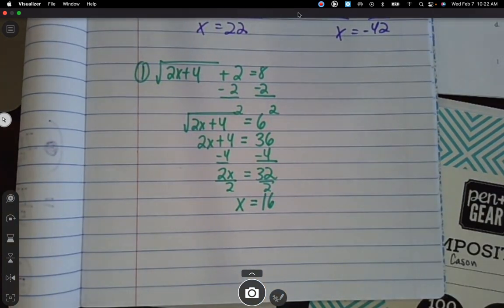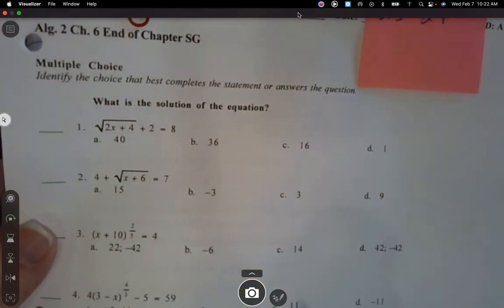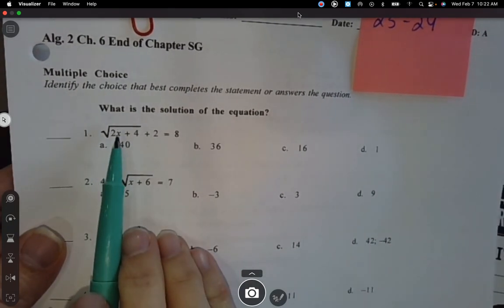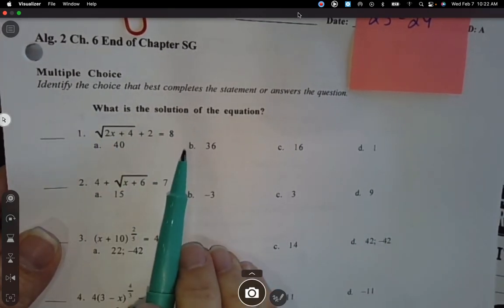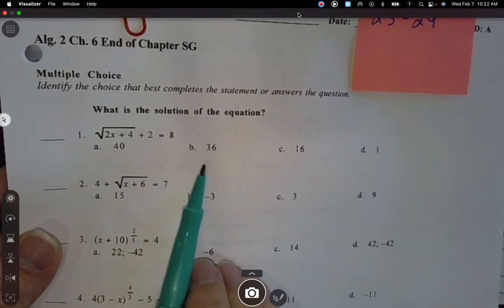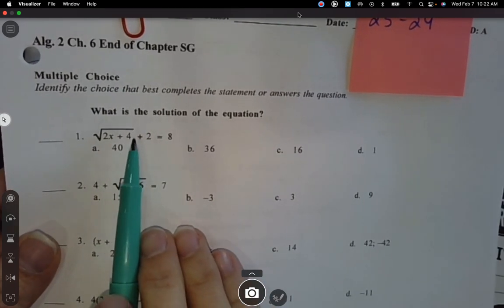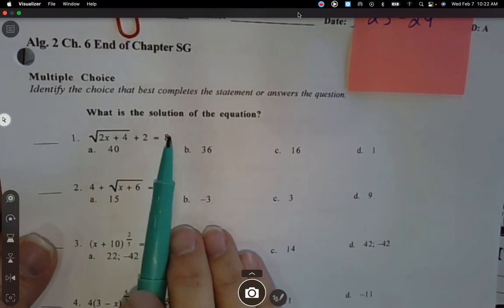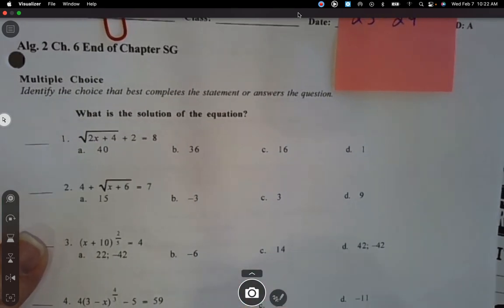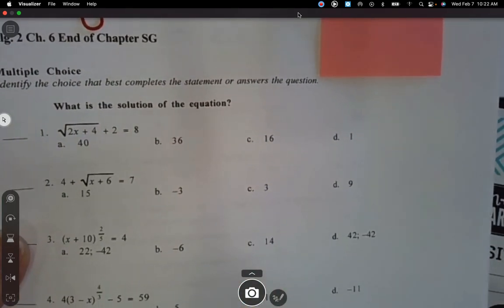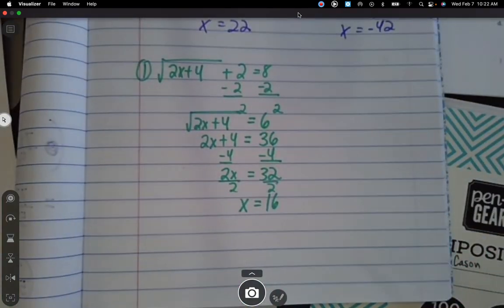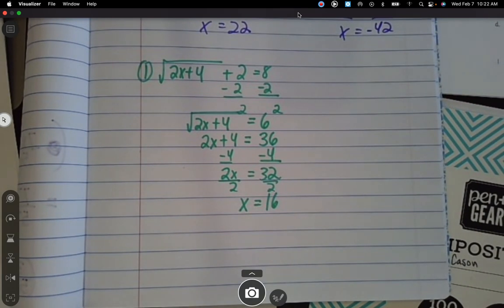The other thing you can do is plug and play. If you want to plug in 40 and see if you get the answer 8. Plug in 36. 2 times 36 plus 4, square root it, plus 2. Does it equal 8? No. Then go to 16. You can plug and play on a lot of these, okay? So that's another way to check your answer. Is everybody good with number 1?